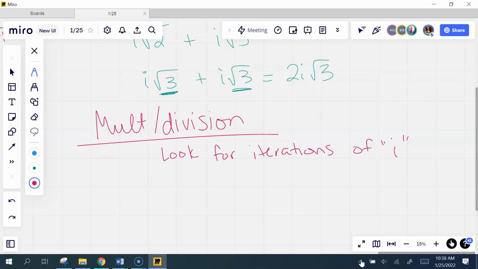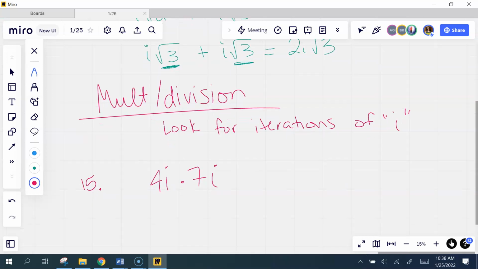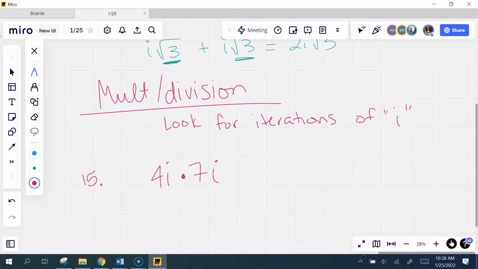Let's start easy. Let's start with number 15. 4i times 7. What do you think you do? If there was an x, what would you do? Well, this is multiply. No, that's okay. What would you do? Just multiply. What do you get?